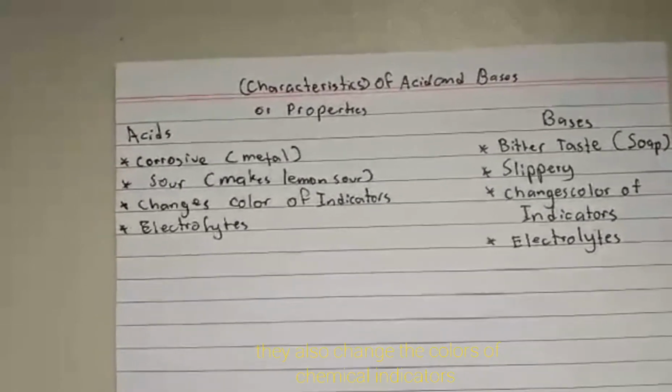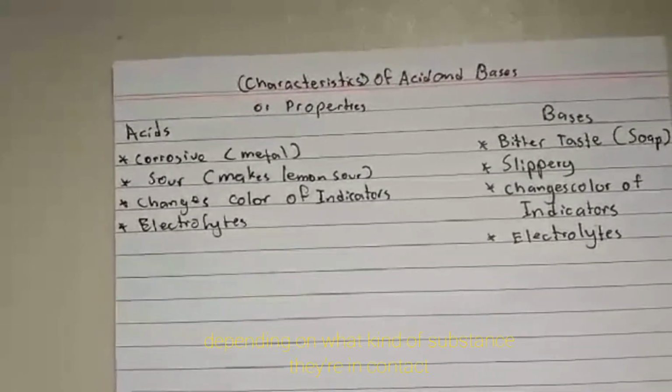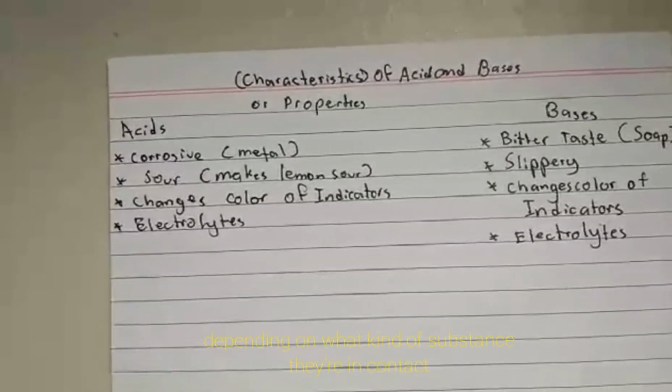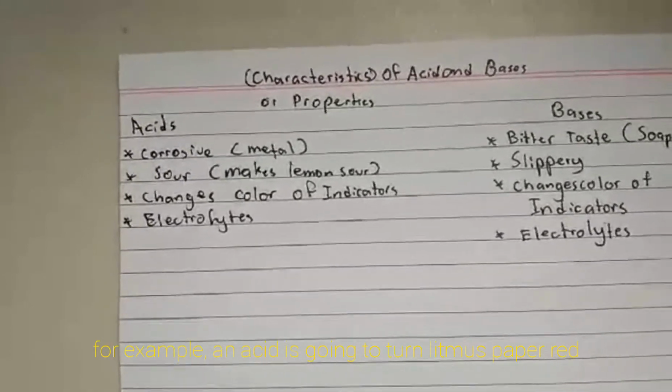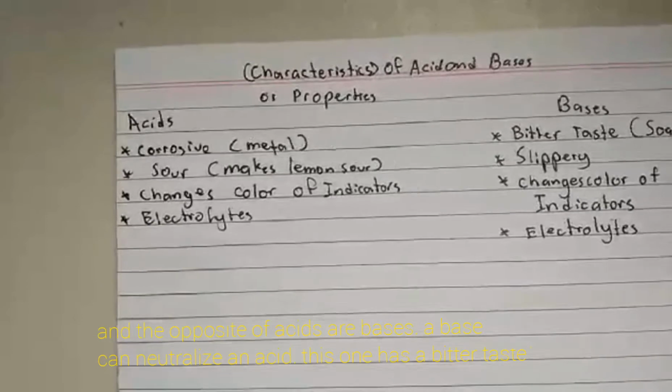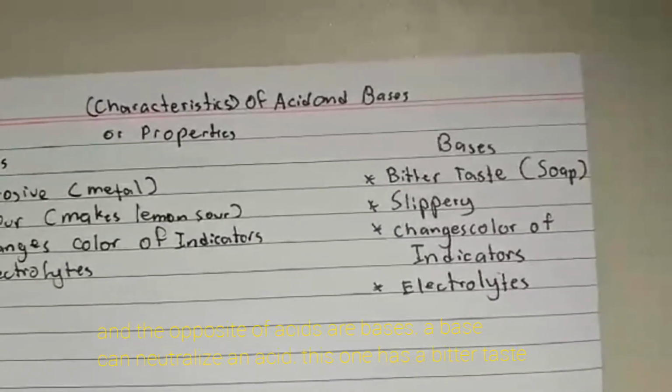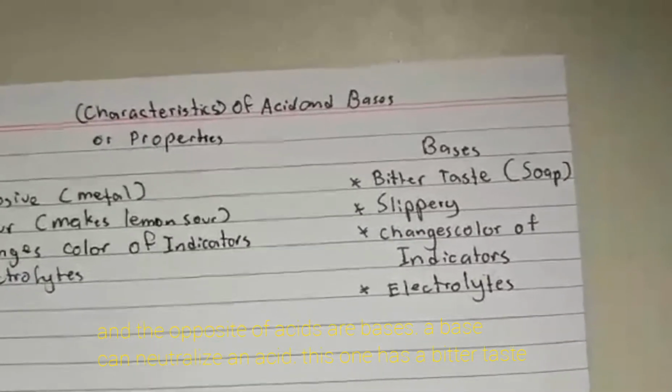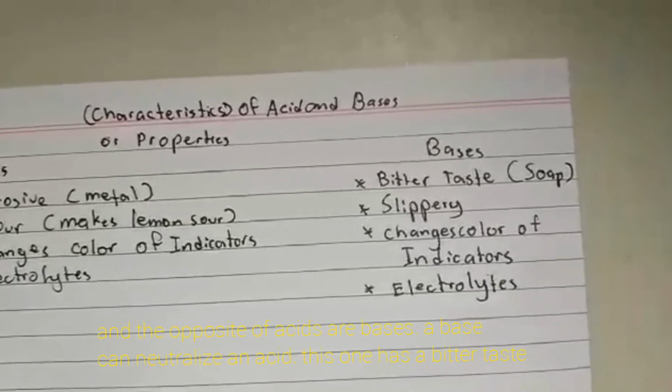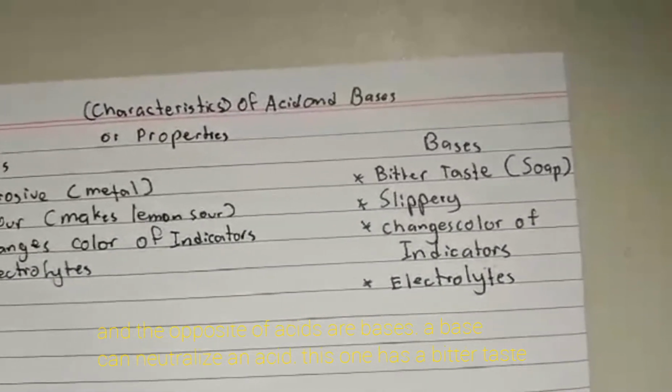They also change the colors of chemical indicators depending on what kind of substance they're in contact with. For example, an acid is going to turn litmus paper red. And the opposite of acids are bases. A base can neutralize an acid. This one has a bitter taste.